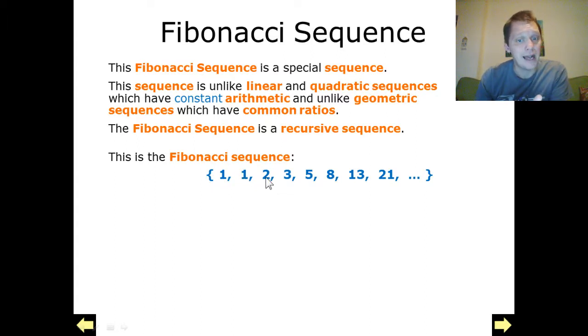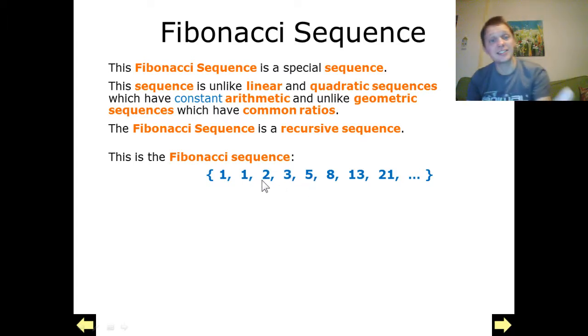To get our 2, our next number in the sequence, we add our 1 and our 1. To get our 3, we've got 2, add the 1. To get our 5, we've got the 3, add the 2, and so on and so forth.